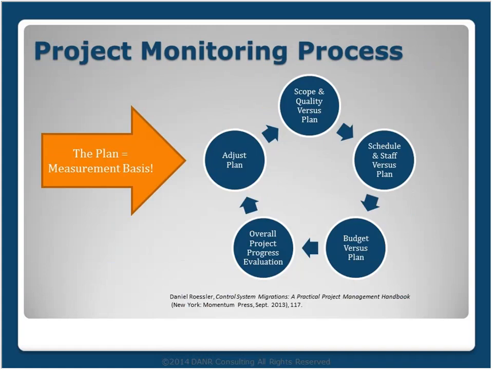Now, once you've established your scope, schedule, and budget within the FEL and then moved on to the follow-on project, project monitoring becomes the primary activity of the project manager. And project monitoring involves comparing your scope and your quality against plan, your schedule and staff against plan, your budget against plan, and then evaluating, tracking, and reporting overall project progress and making any necessary adjustments.